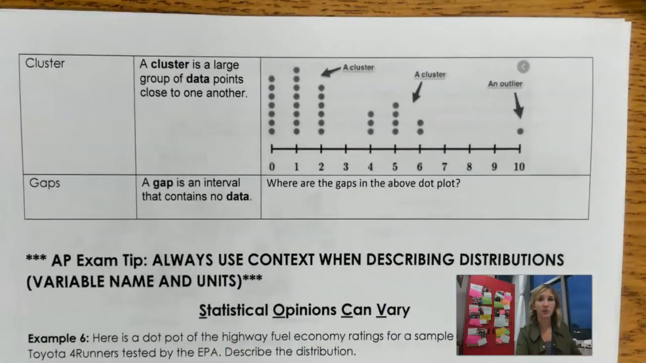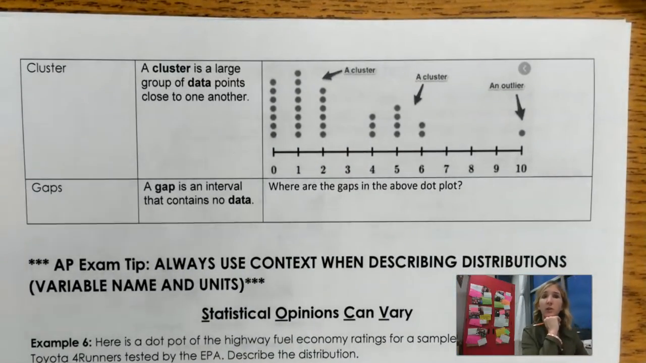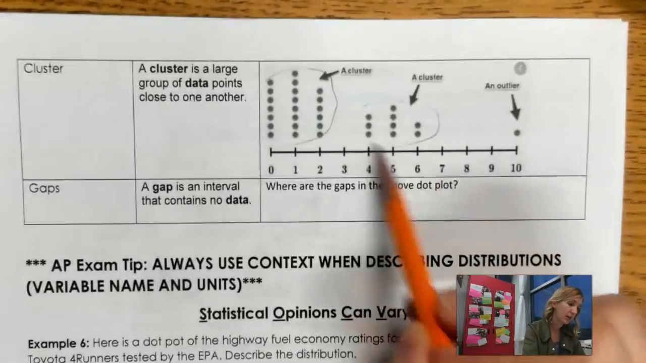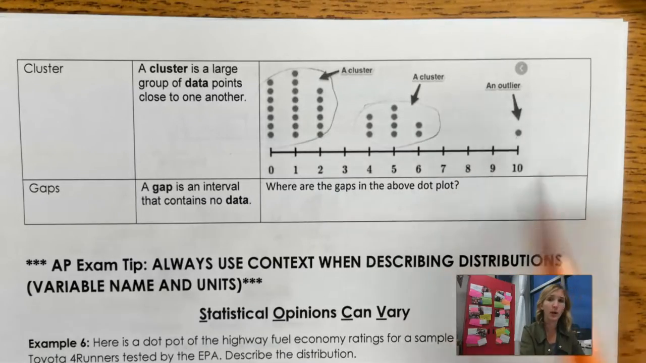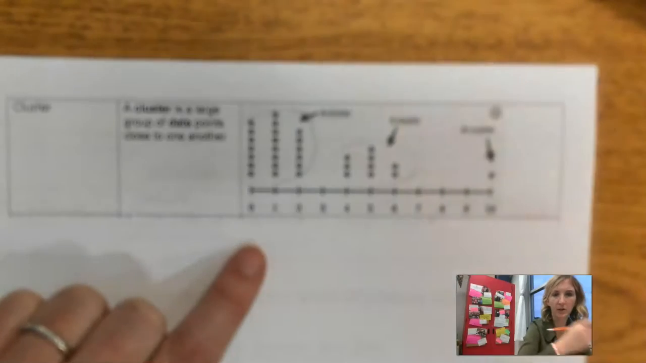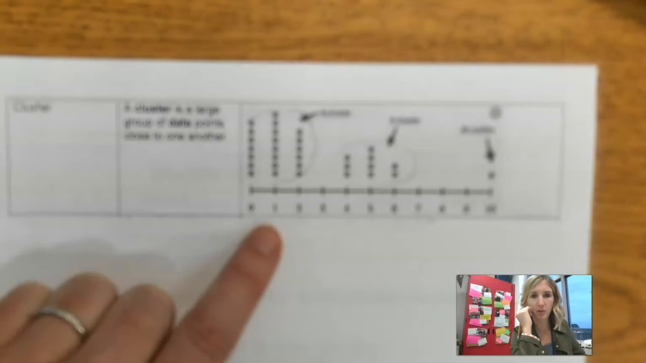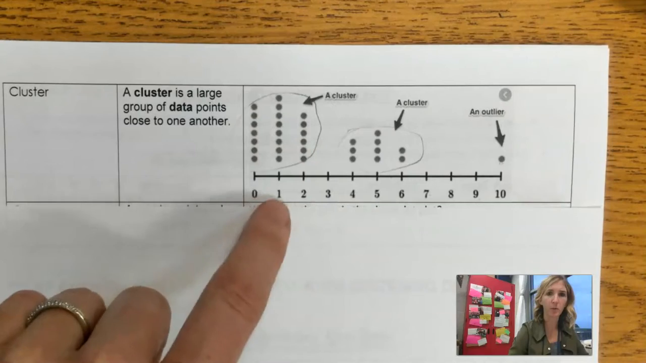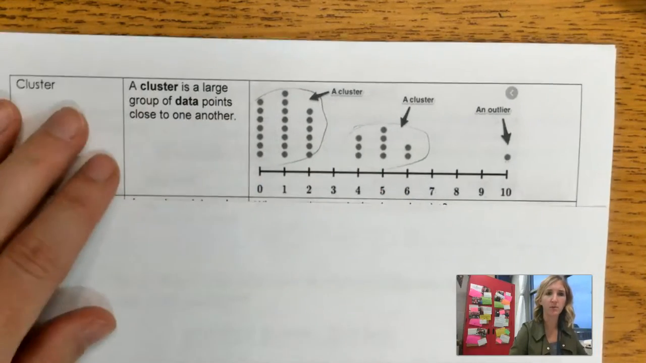All right, my other unusual features, clusters and gaps. So a cluster is a large group of data points close to one another. So here you can see I've got one big cluster here, another cluster here, and then I've got one outlier right here. So if I were describing this, I would say I have a cluster at approximately 1 and a cluster at approximately 5. All right, I know that my document camera is going crazy.